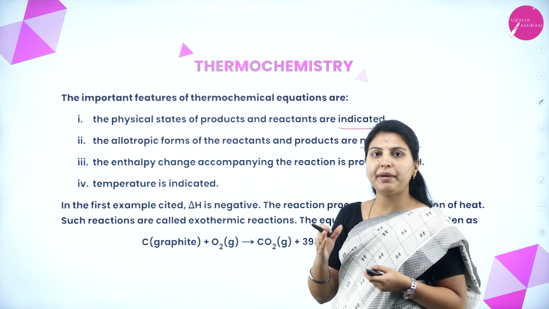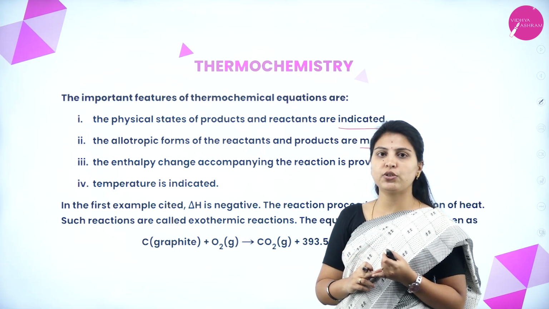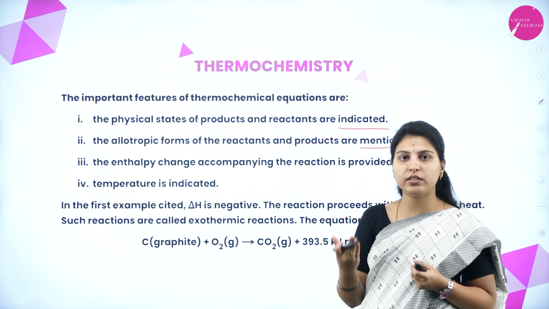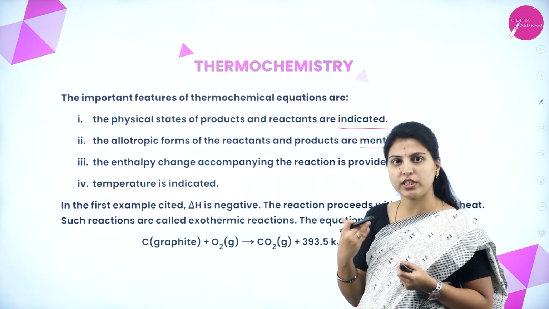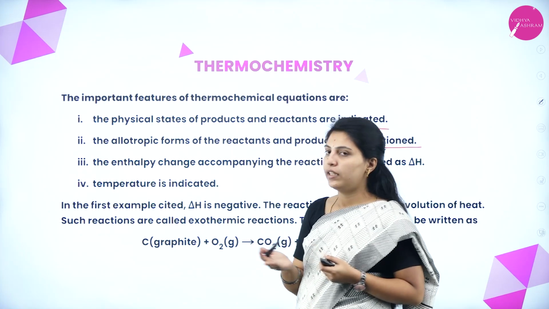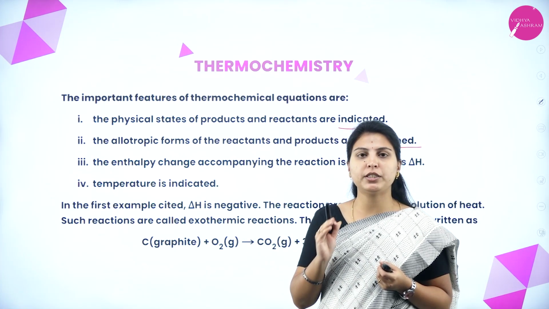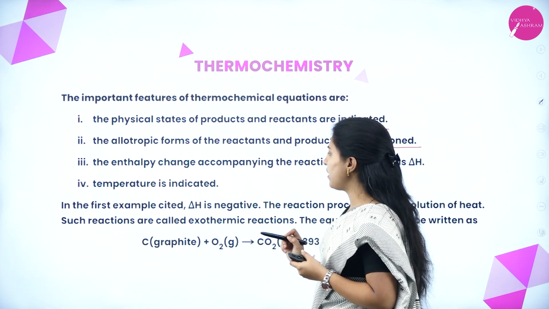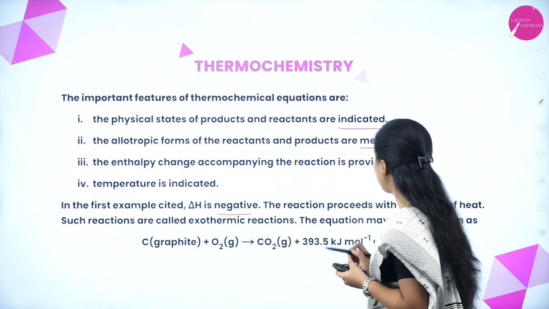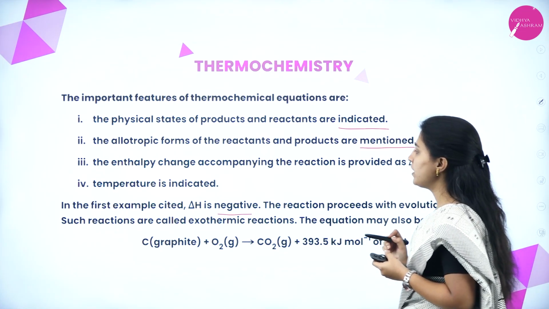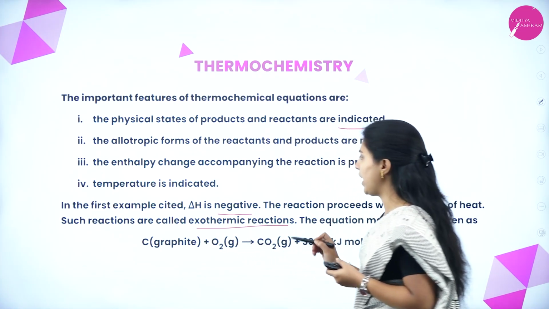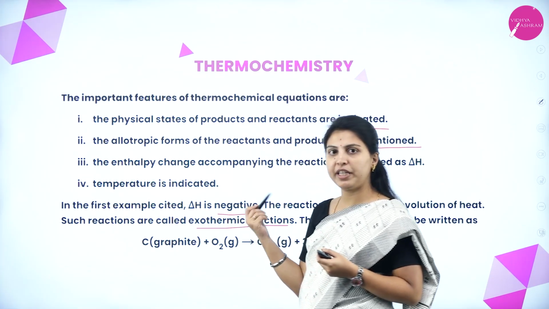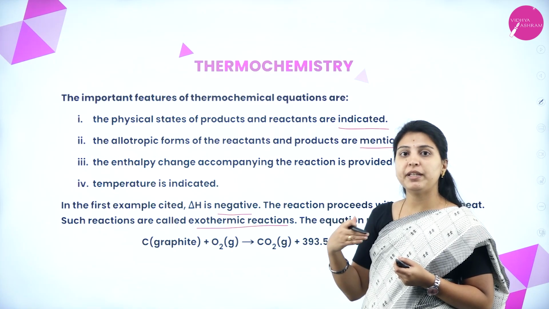By seeing the thermochemical equation, you will understand the physical states of reactant and product. Also, if any allotropic forms have been used, you will understand which ones. The enthalpy changes will be mentioned with specific values, and temperature is also indicated. In the first example cited, delta H is negative. The reaction proceeds with evolution of heat. Such reactions are called exothermic reactions. In the earlier carbon reaction, exothermic means that heat has been evolved from the reaction.